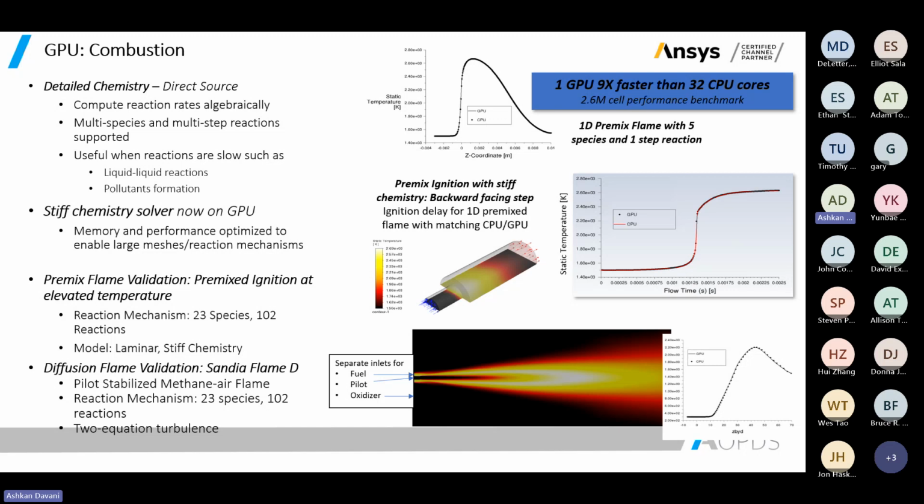Now we can use all of them on GPU. It's especially useful if you have slow reactions, such as liquid-liquid reactions or pollutant formation. We can study them all using GPU. There have been a lot of benchmark tests to make sure that the results from GPU and CPU are pretty much the same. Right now, you can also use a stiff chemistry solver, which back then they couldn't do so much because it requires a lot of memory, but now the memory and performance are optimized to enable large meshes and large reaction mechanisms.